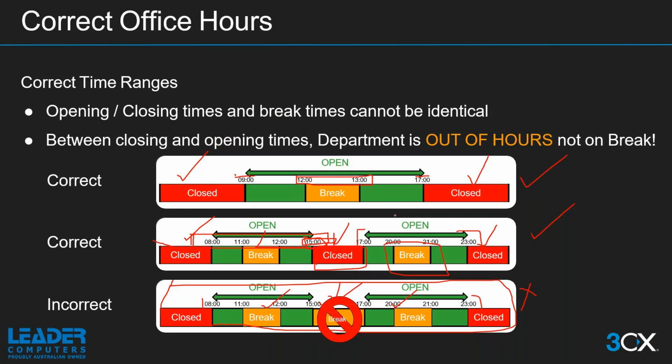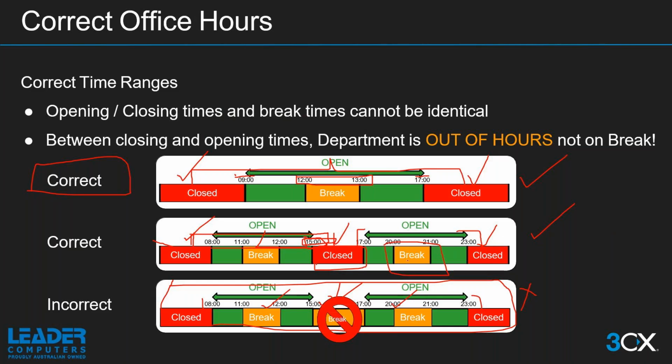And yeah, so correct office hours. Basically, you can set up opening and closing times, and break times cannot be identical. Between closing and opening times, the department is out of office hours. So the correct way to set it, let's take this one as an example: you can set only one break time between two closed hours. And let's say you need to have two breaks or three breaks between opening and closing time.